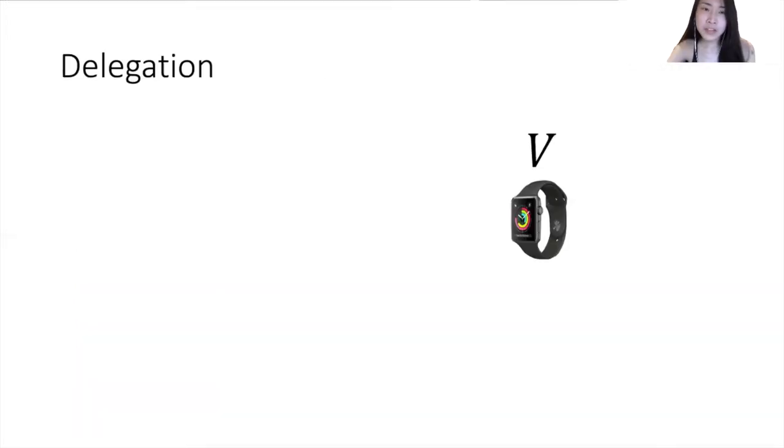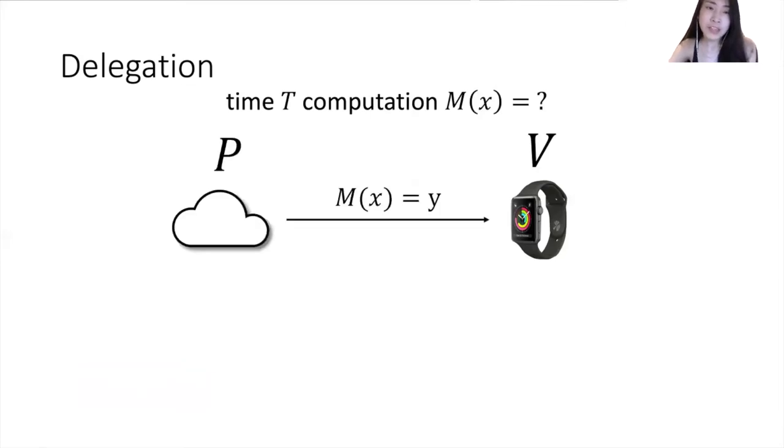In a delegation scheme, a weak machine such as a smartwatch wants to learn the outcome of a costly computation. He doesn't have the resources to perform the computation himself, so he'll delegate it to a more powerful machine such as the cloud, who will perform the computation and return the output Y.